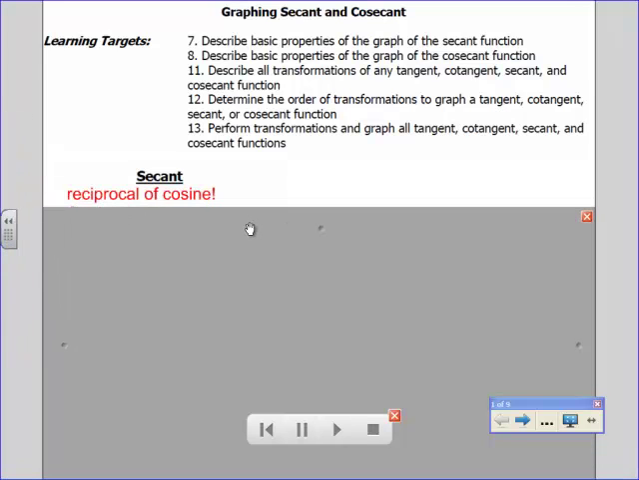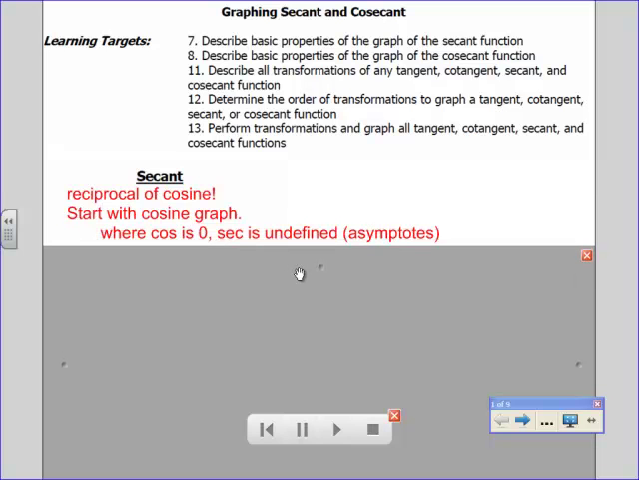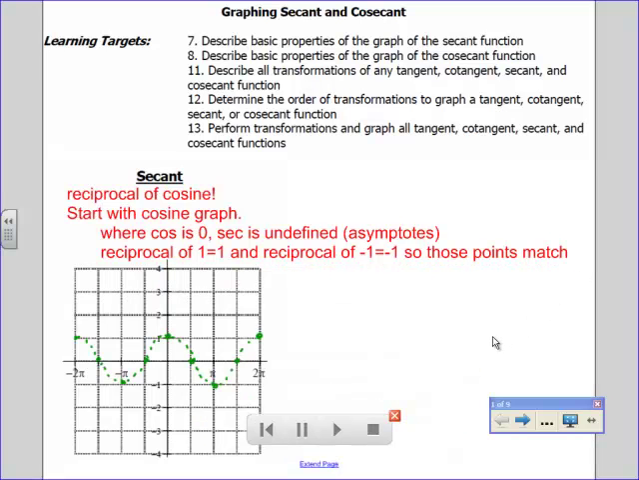Secant is the reciprocal of cosine. Since it's the reciprocal, which hopefully you remember from our previous units, you can actually use the cosine curve as your starting graph. So start with the cosine curve. Any place that cosine was 0 is now going to be undefined for secant. The reciprocal of 0 is undefined. And that's going to represent an asymptote on the secant graph. Any place that cosine was positive 1, the reciprocal is 1, and negative 1, the reciprocal is negative 1. So those points are also going to match.